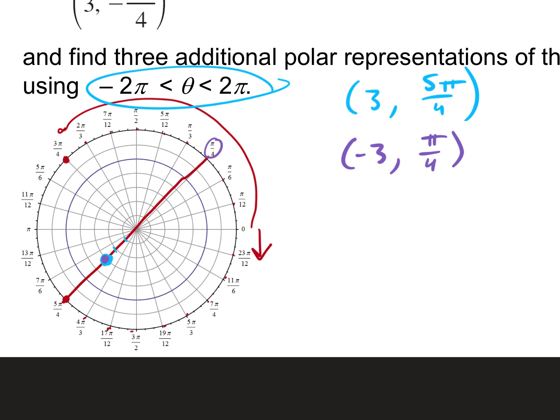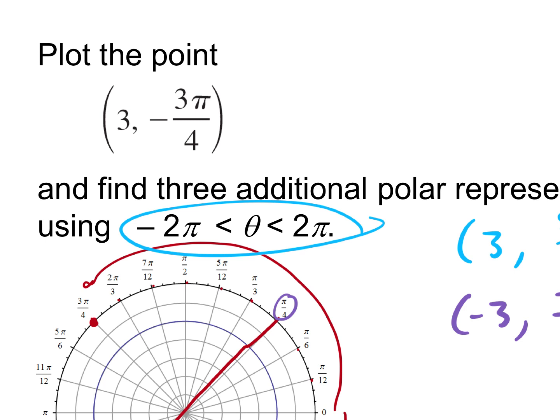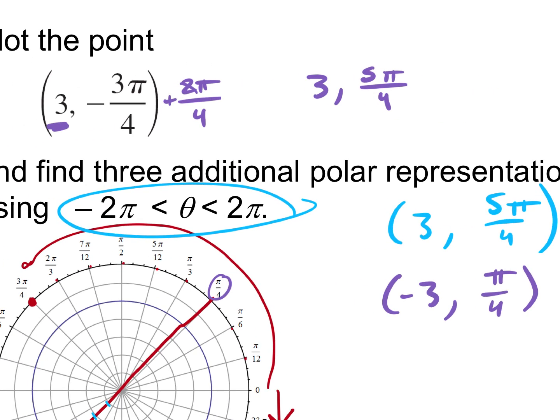And then anything else? Let's see if we can find it mathematically. What if we keep 3 the same, what would we have to add to -3 pi over 4 to find the next one? 2 pi. So if I add 2 pi, we would change this to be 8 pi over 4. So this would be 5 pi over 4, which is what we already have.